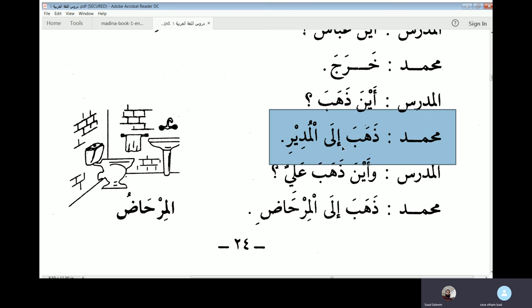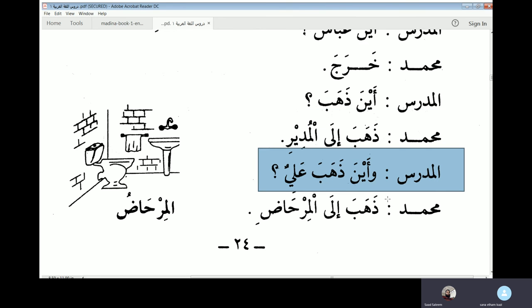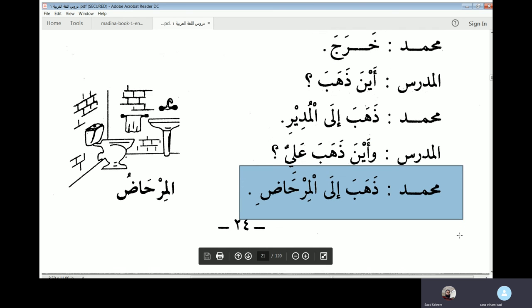Zahaba ilal mudiri. He went to the headmaster. Wa aina zahaba Aliyun? And where did Ali go? Zahaba ilal mirhazi. He went to the toilet.